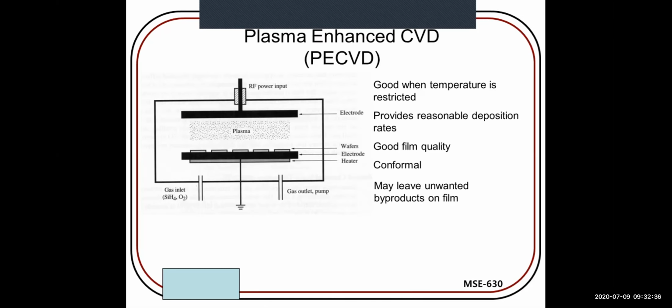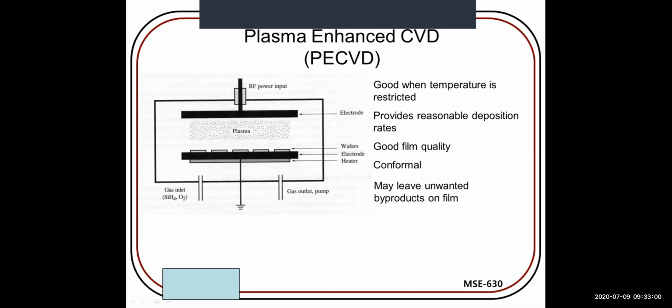Plasma enhanced CVD: this technique is much better compared to the simple CVD. Good when temperature is restricted. It has the advantages of a simple CVD process. Provides reasonable deposition rates, good film quality, conformal, but it may also leave unwanted byproducts on the film.